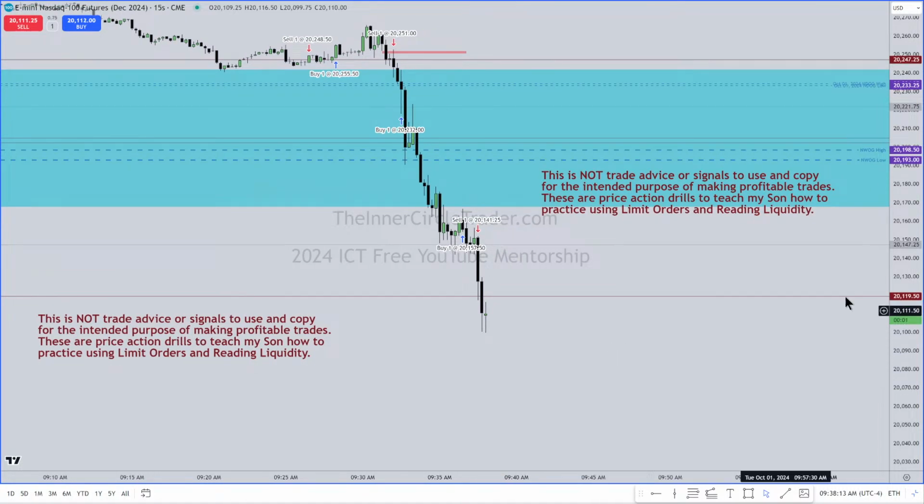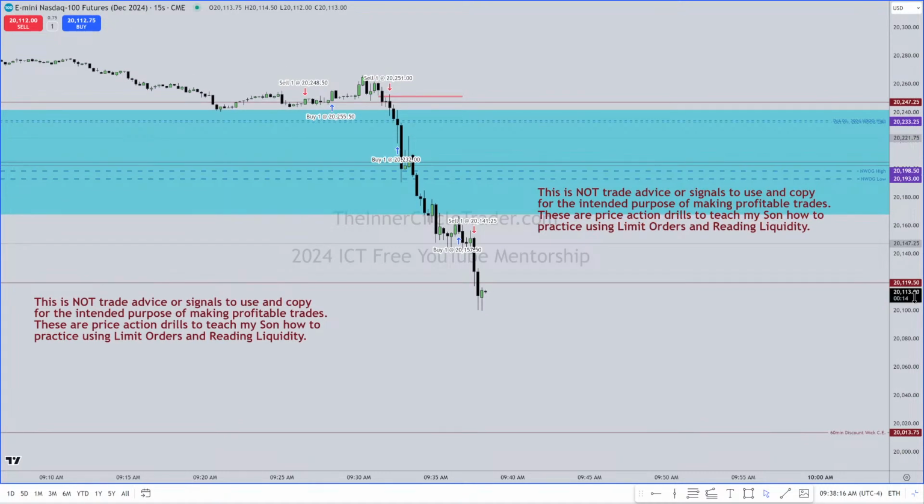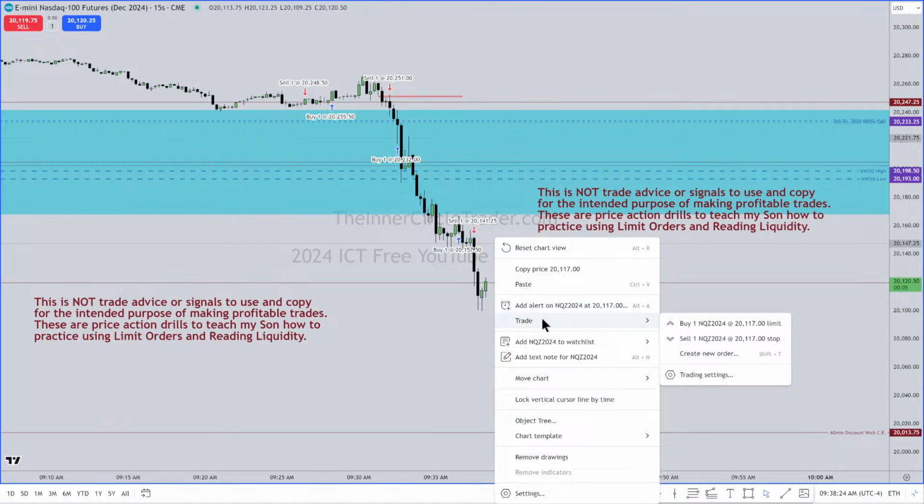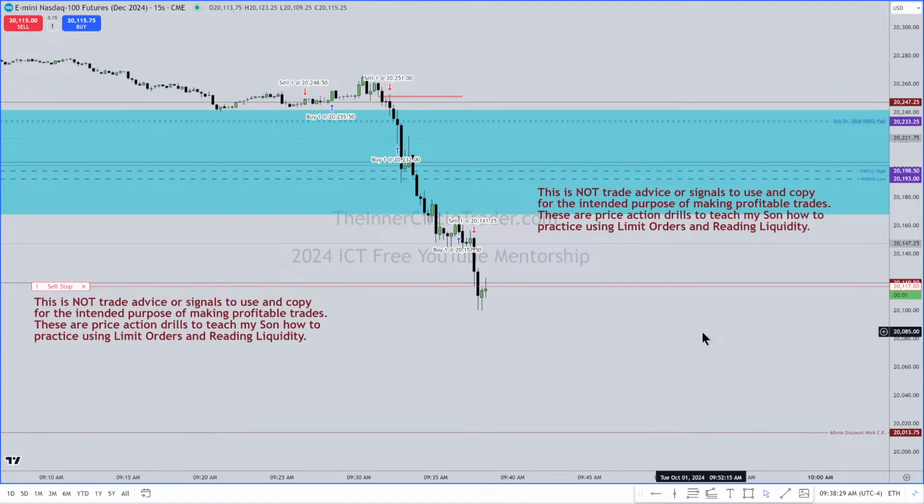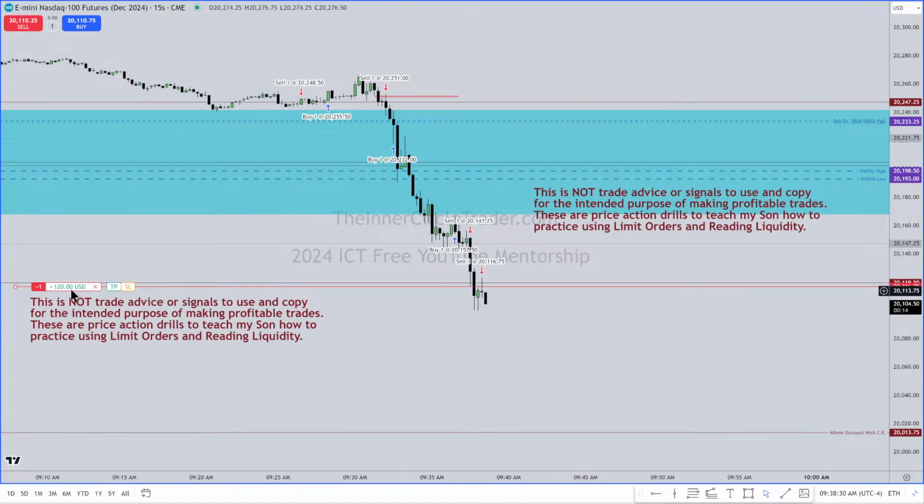All right, so now scrunching this up, we have that. Remember that yesterday I was showing you the 60-minute discount wick consequent encroachment? We're trading inside of it. I want to be filled in that gap right there, and stop us right there. Take profit, we'll try to aim for just above that consequent encroachment wick.